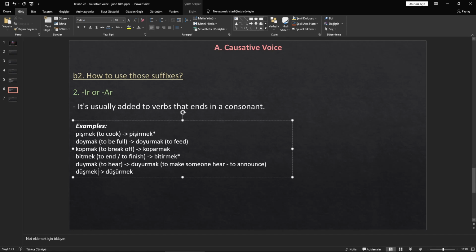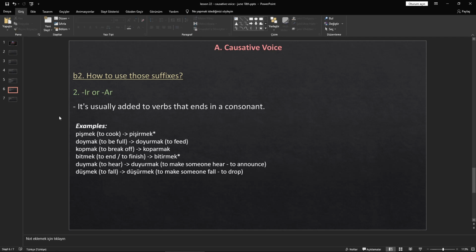And düşmek, to fall. Düşürmek, to make someone or something fall, as in, if you think about it, when you make someone fall, you drop it. Okay, so this was our second suffix. Let me quickly read all the questions.